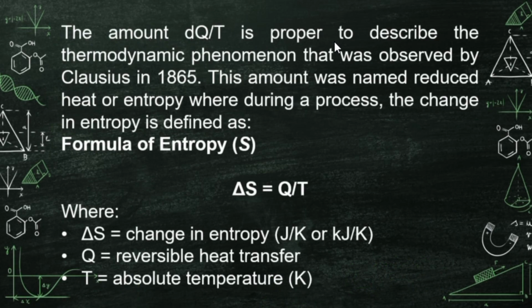And now, let's discuss the entropy formula. The formula of entropy is delta S equals Q divided by T, where delta S is the entropy change, Q is the heat transferred, and T is the absolute temperature in Kelvin. If more heat is transferred, entropy increases. If the temperature is lower, the entropy change becomes even greater.